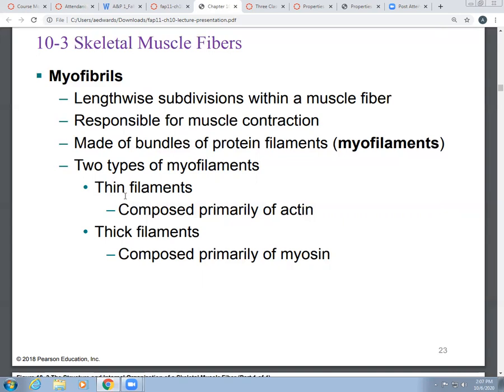You have two basic kinds of myofilaments. So they can be thin filaments or thick filaments. Thin filaments are made up of actin, thick filaments are made up of myosin. A couple of ways you can try to remember this. Actin is a thinner word, it's a smaller word. So it's a thin filament. Myosin's a bigger word, more letters. Okay, and it's a thick filament.